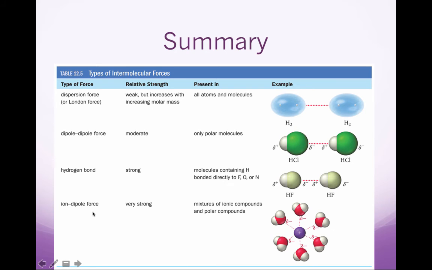And then finally we have ion-dipole forces. These are very strong. These are mixtures of ionic compounds and polar compounds. So these are when the ions are attracted to the polar solvent. So if you have a positive ion, it's attracted to the negative side of a polar solvent. If you have a negative ion, it's attracted to the positive side of a polar solvent.